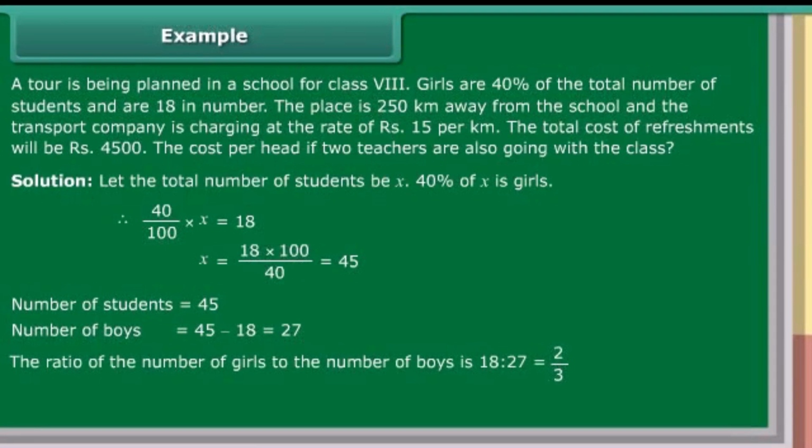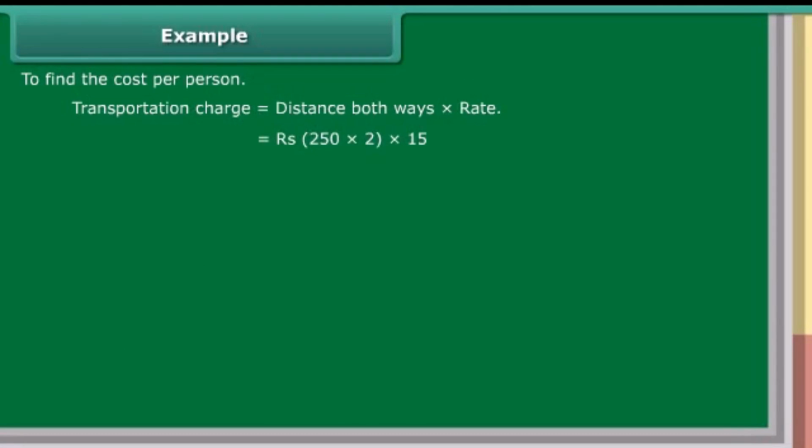The ratio of the number of girls to the number of boys is 18:27, which is equal to 2 upon 3. 2 upon 3 is written as 2:3 and read as 2 is to 3. To find the cost per person, transportation charge is equal to distance both ways into rate, which is equal to Rs 250 into 2 into 15, which equals Rs 500 into 15, which is equal to Rs 7,500.